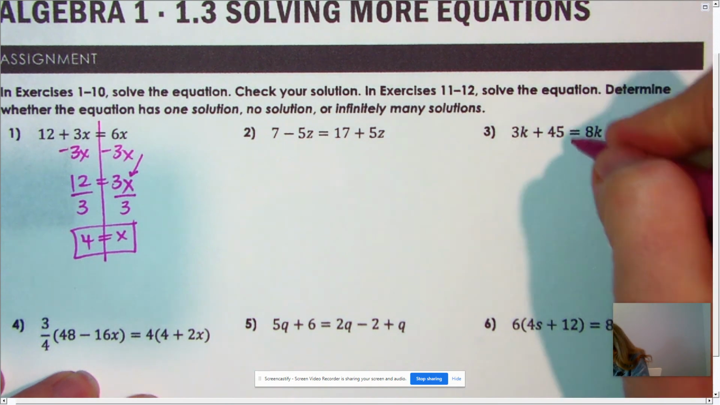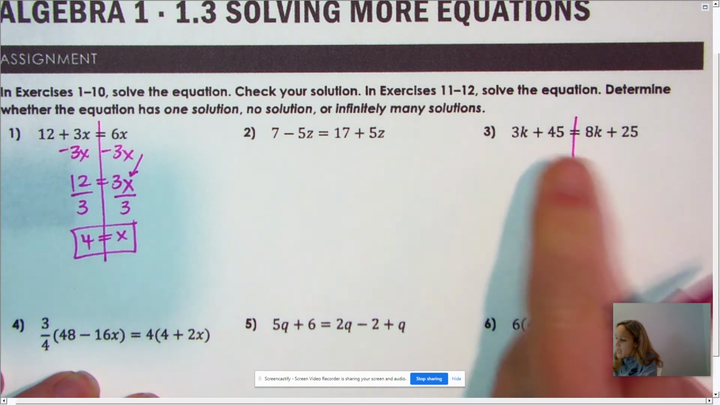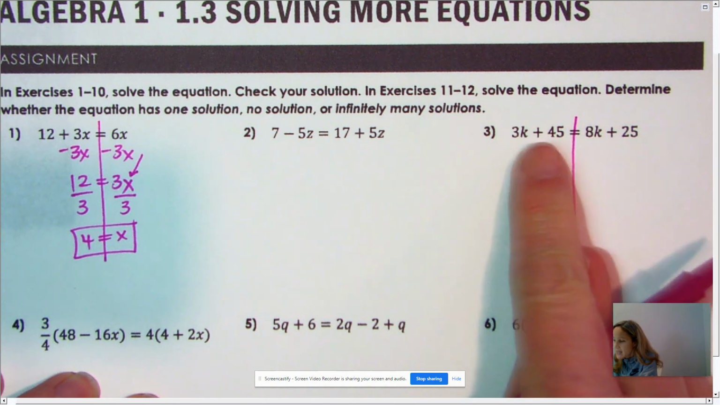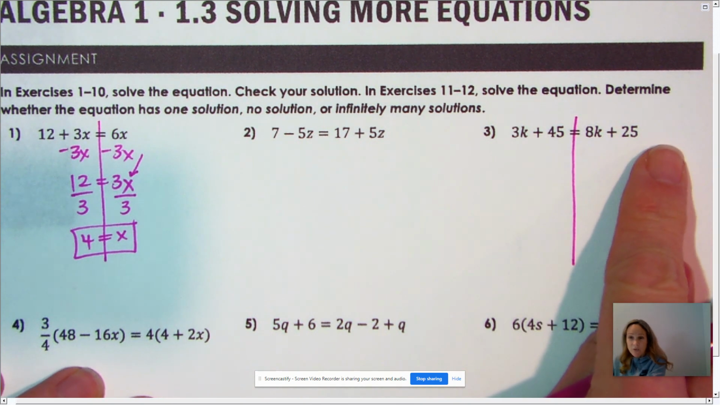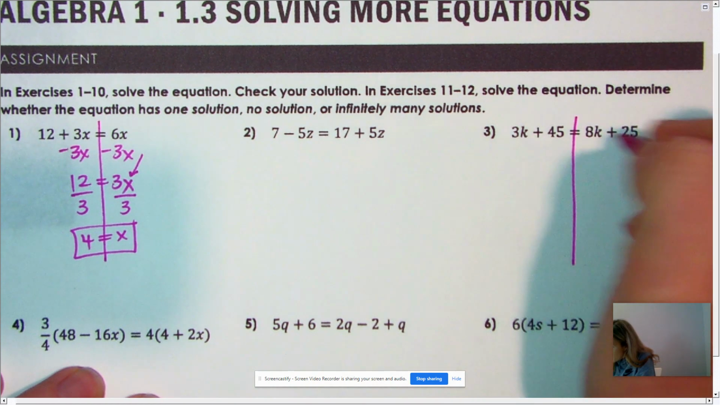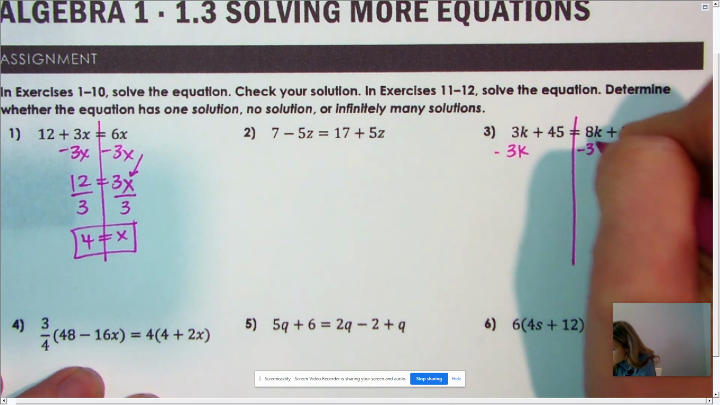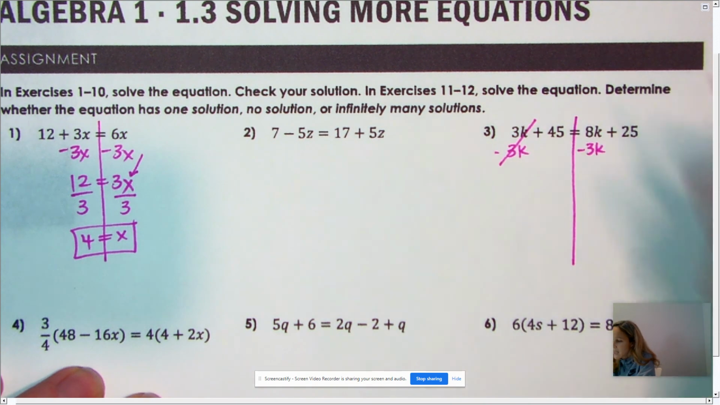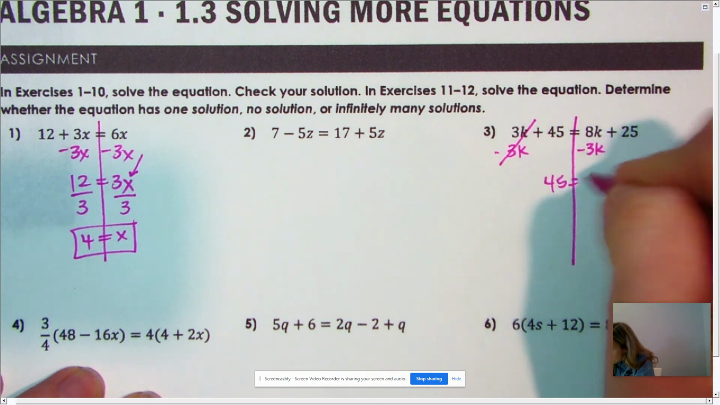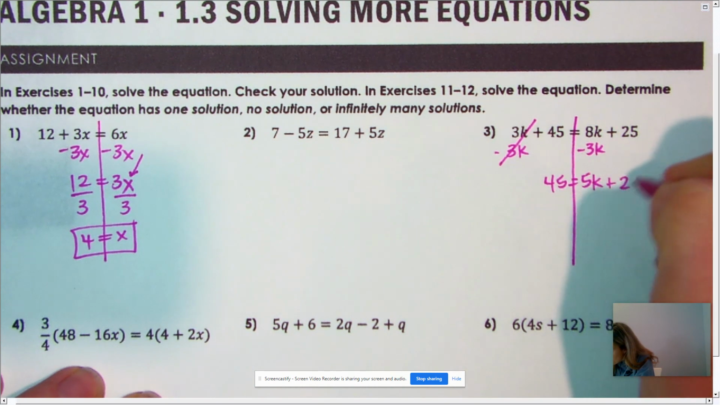Question number 3. So this one has k's on both sides. It also has numbers on both sides. So what I'm going to look for is the smallest value of k. So 3k is smaller than 8k, so I'm going to minus those ones. Subtract 3k. It's going to cancel on that side. So I have 45 is equal to 5k plus 25.